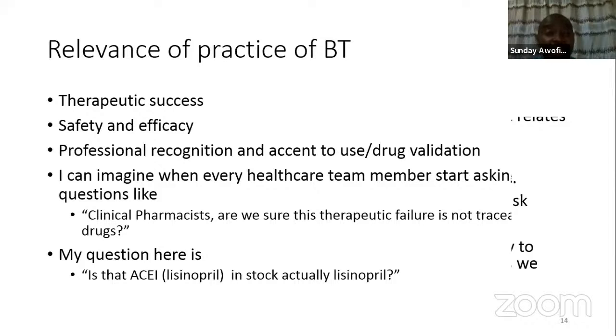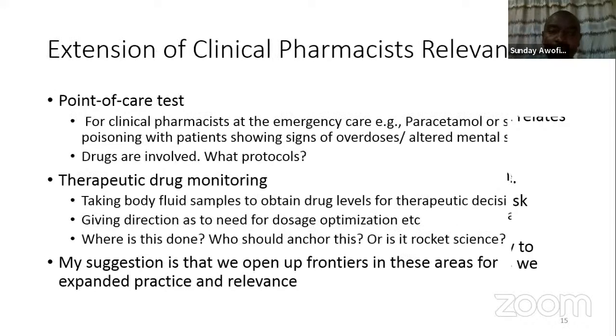So I can imagine when every healthcare team member starts asking clinical pharmacists, are we sure the therapeutic failure is not traceable to this? And then we can say something for sure. Don't just say we got it from the right source. Source what, man? My question here is that ACI, that lisinopril in stock, is it actually lisinopril? Or is it just the label that we're looking at? So, extension of clinical pharmacist relevance.